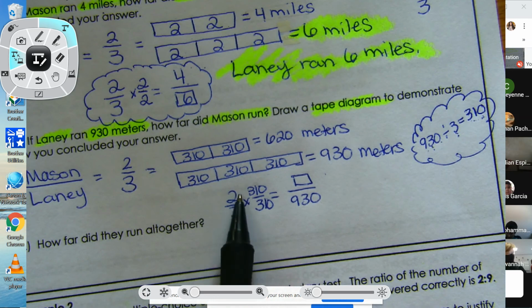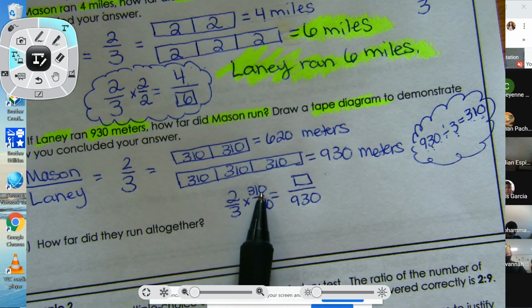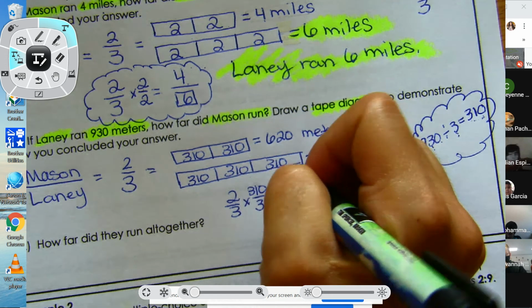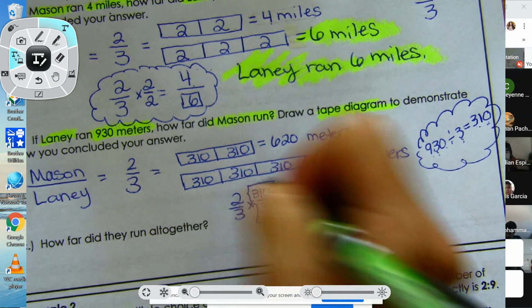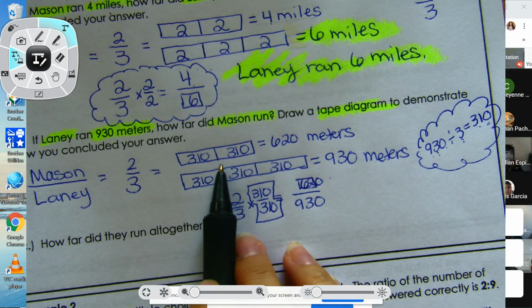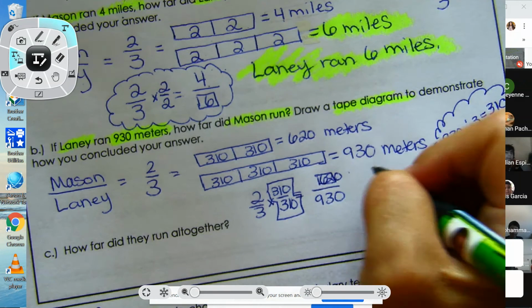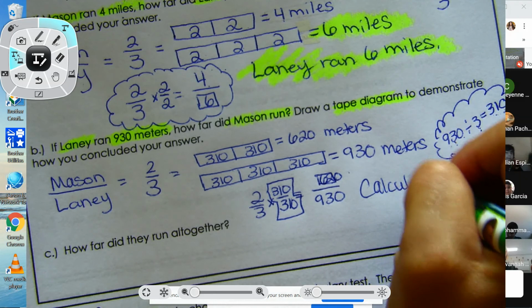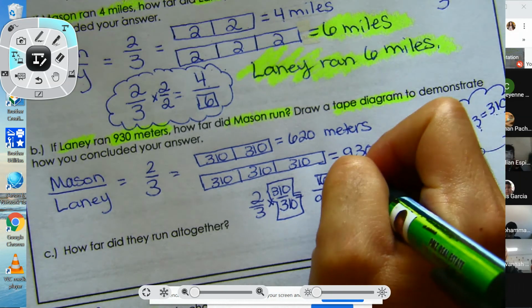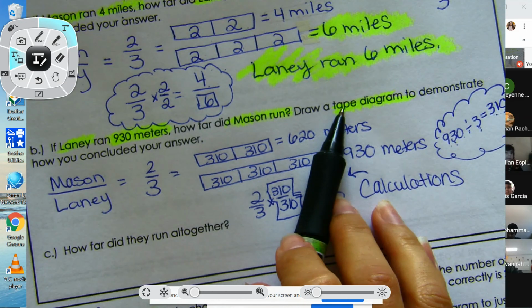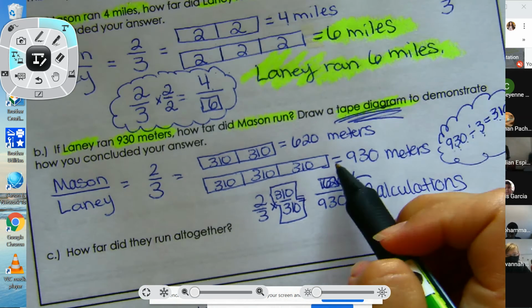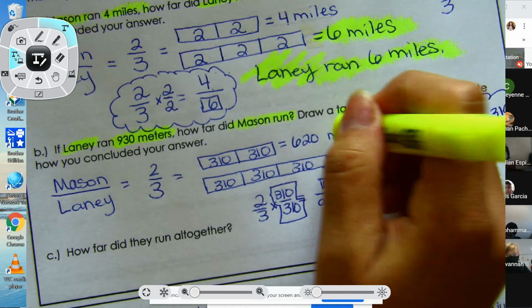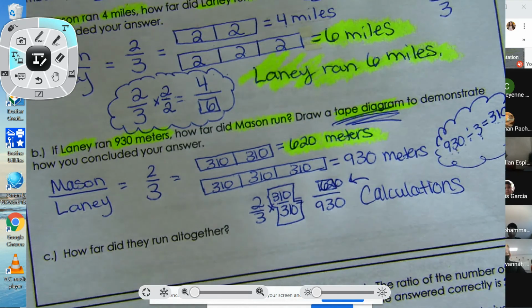620 meters. And if you look up here, if you did 2 times 310, doesn't that make 620? It sure does. This is showing it using calculations. This is showing it using a diagram. So this is through calculations. This one is using a diagram. The directions said that we had to use a diagram. Yeah. Okay, so our answer is 620 meters.